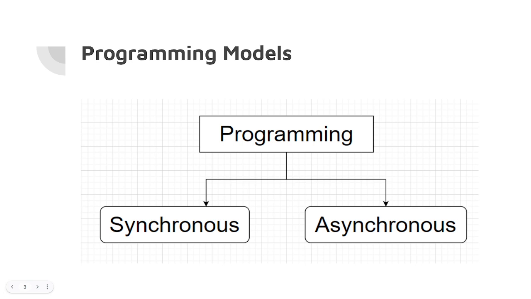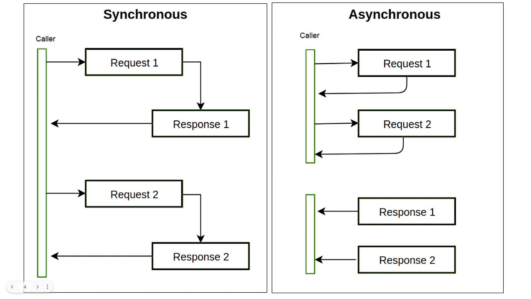There are two programming models, synchronous programming model and asynchronous programming model. So let's see the difference between synchronous programming model and asynchronous programming model. In synchronous programming model, tasks are executed in a sequential manner as well as in blocking manner, where each task waits for the previous one to finish before proceeding.